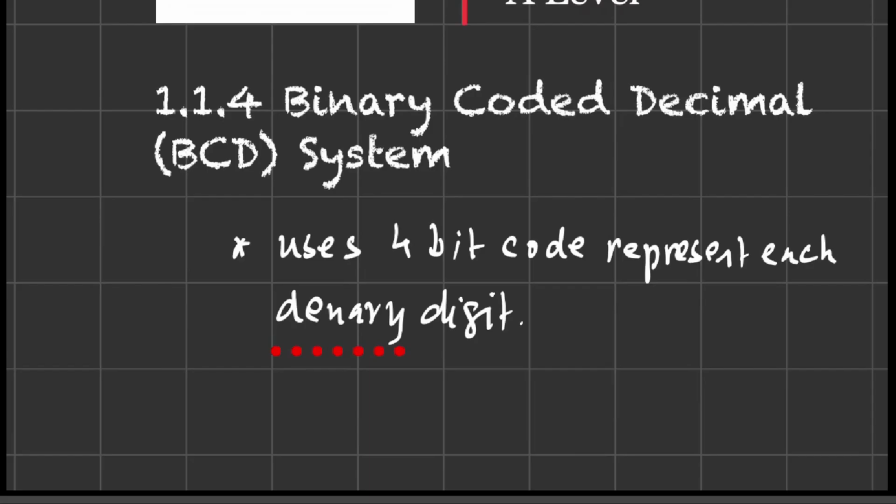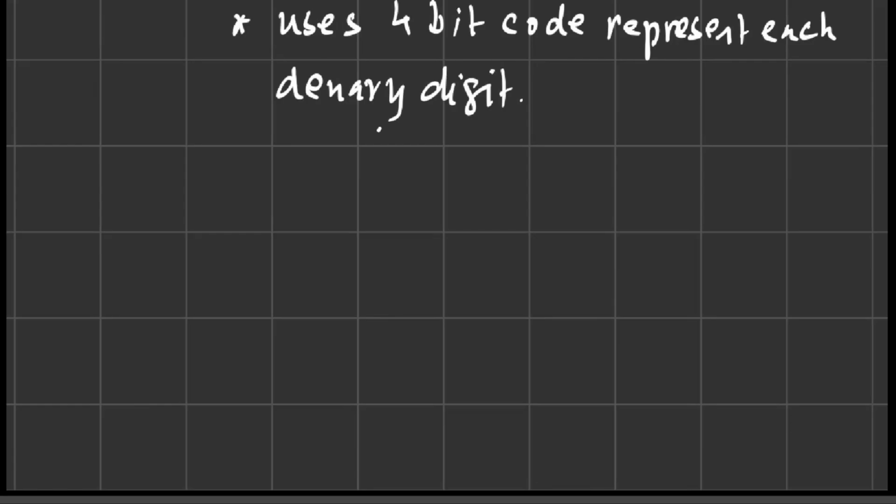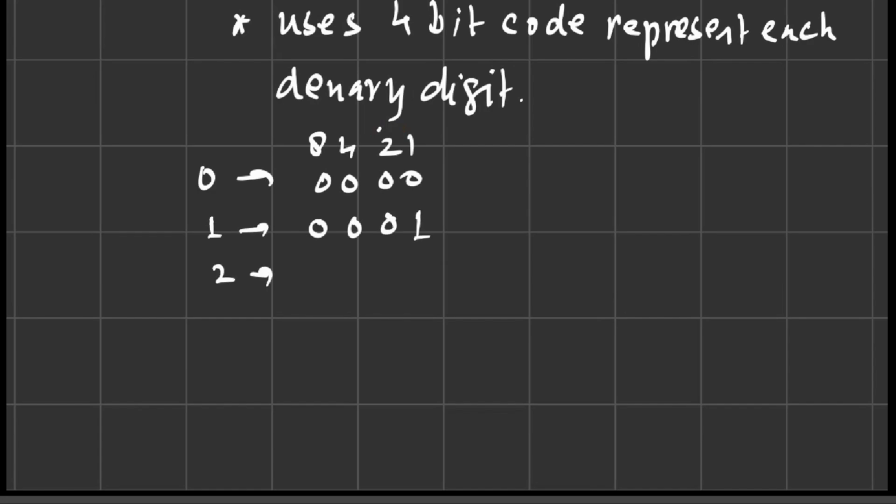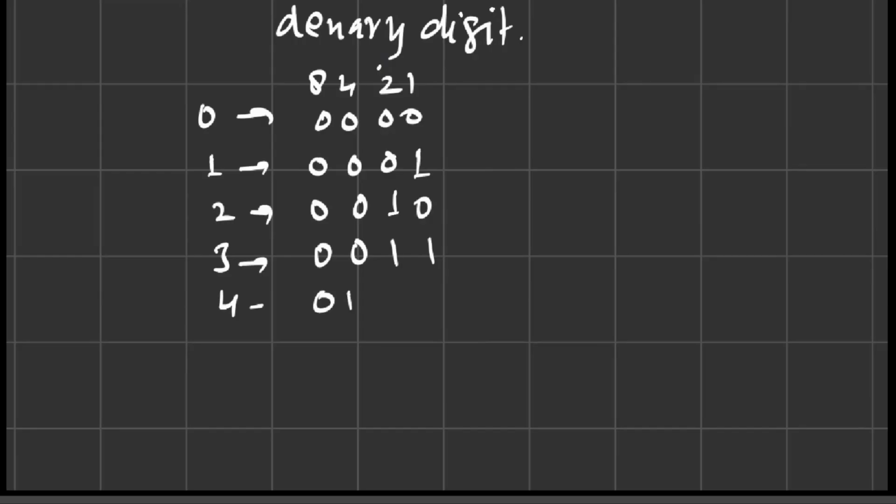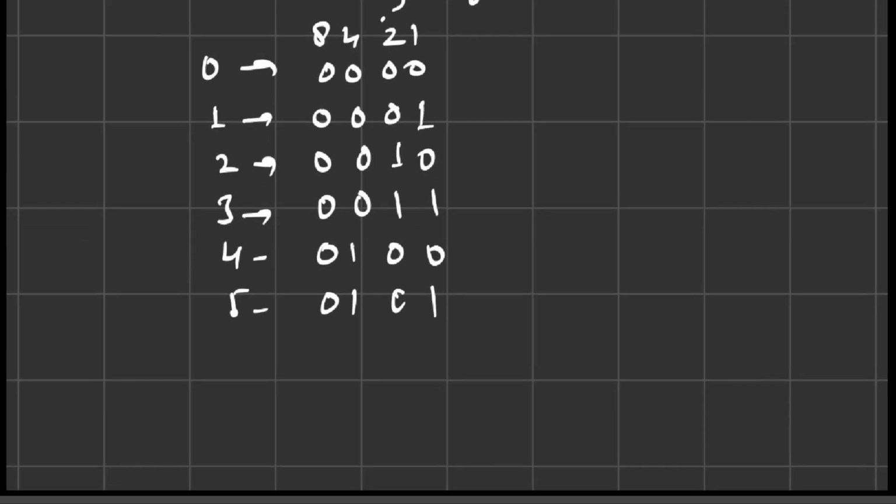So in this system, every digit is represented by a 4-bit code. That means the 0 will be represented as, if we take 1, 2, 4, 8, this is the 4-bit. So 0 is 0, 0, 0, 0. 1 is 0, 0, 0, 1. 2 is 0, 0, 1, 0. 3 is 0, 0, 1, 1. 4 is 0, 1, 0, 0. And 5 is 0, 1, 0, 1.